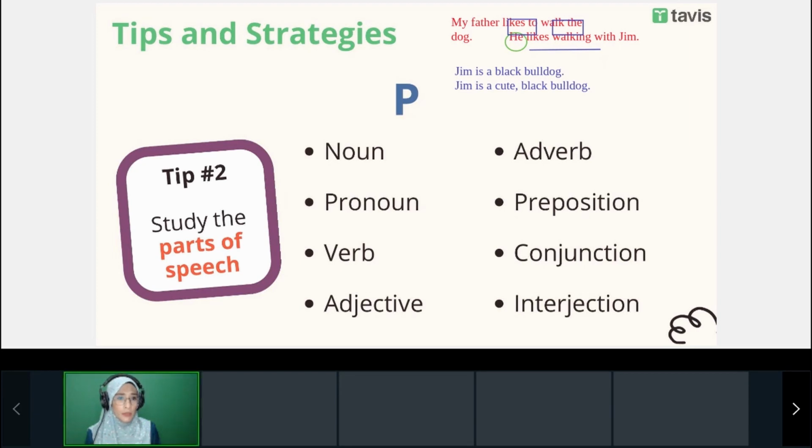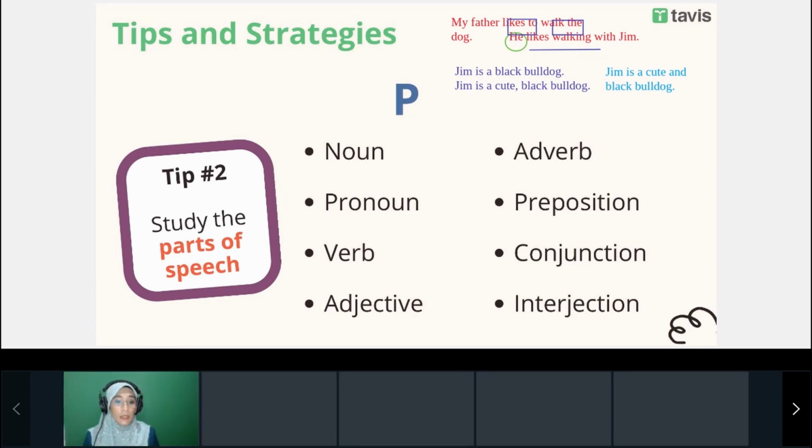Let me just choose a different color, maybe blue. So you can have Jim is a cute and black bulldog. I have no issues with this. You can also have it this way as well: Jim is a cute and black bulldog. We are describing the dog. We have given this dog a name, Jim, and the bulldog being cute, and the color is black.